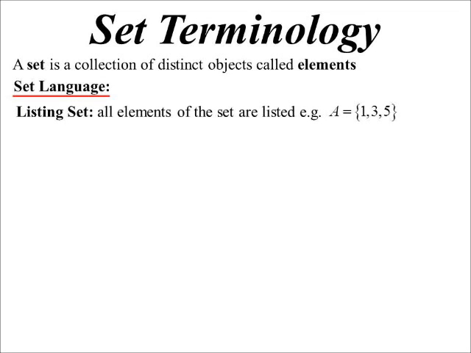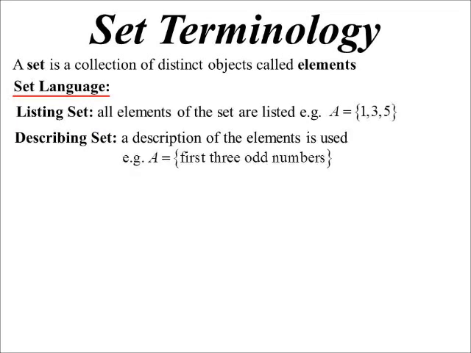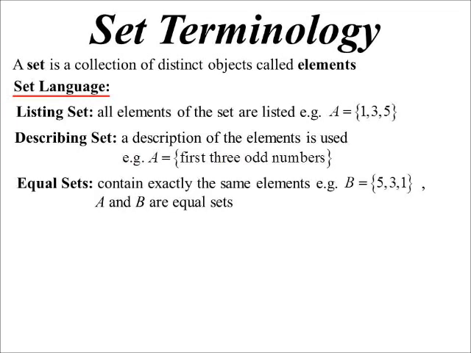We can have what's called a listing set, and that's simply where we list every object in the set. So the set A there is simply the numbers 1, 3 and 5. Or we could have a describing set. Instead of writing all the elements down, because 1, 3, 5 was only 3 numbers, that was easy, but if you've got a very large set, it might be easier just to describe all the elements of the set. So this particular one, I would describe as the first 3 odd numbers.